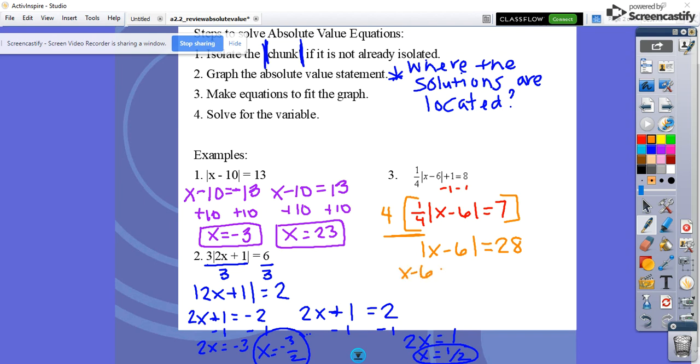So x minus 6 equals negative 28, and x minus 6 equals positive 28. Then I just need to add 6 to both sides. So x is negative 22. And then add 6 to both sides. So x is 34. All right. So I hope we remember this from Algebra 1, really, and then Algebra 2.